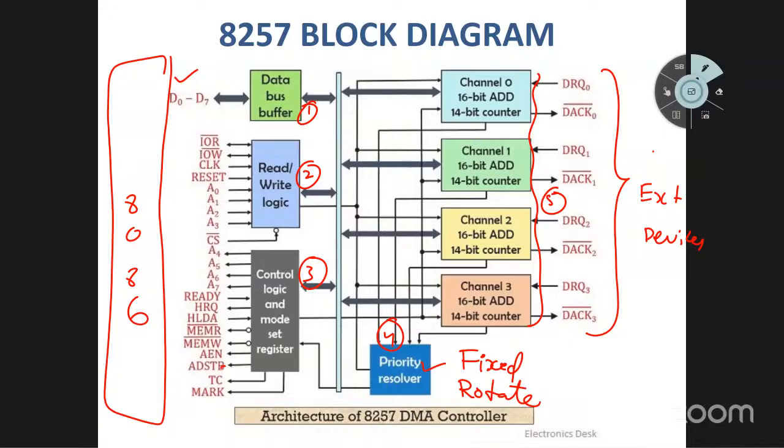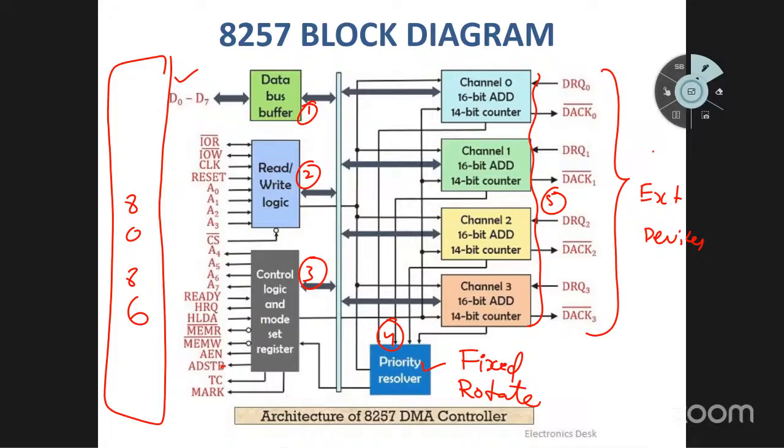The first block, data bus buffer. Data bus buffer is connecting to the D0 to D7 lines. Next, read write operation: IO read, IO write, reset. 8086 reset pin ఉంది, 8051 ఉంది, 8255 ఉంది. Reset pin. Next, A0, A1, A2, A3 are address selections and chip select.